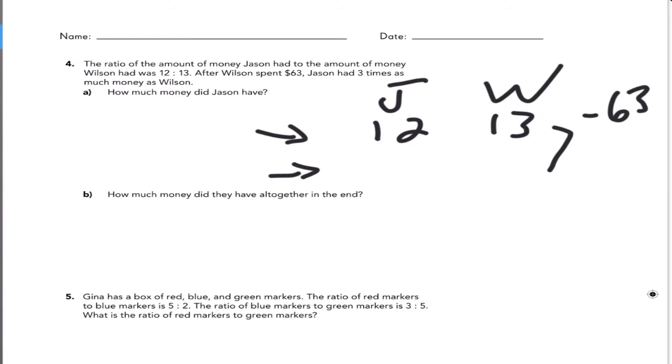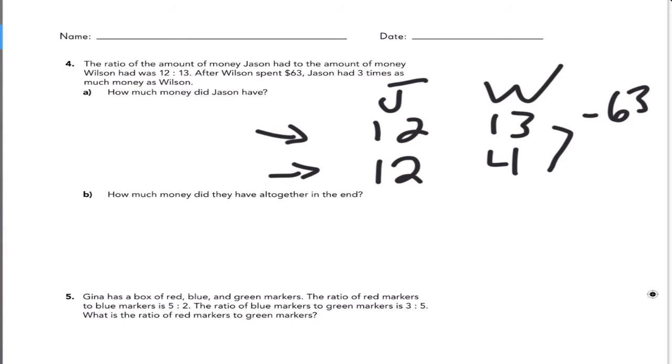Jason then had 3 times as much as Wilson. So Jason's going to keep the same. He didn't subtract, he didn't add. So he will still have a ratio of 12. But it's 3 times as much. So what number times 3 equals 12? And that would be 4. Okay, so the ratio went from 12 to 13 to 12 to 4.